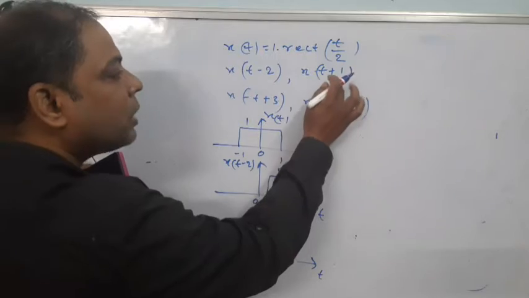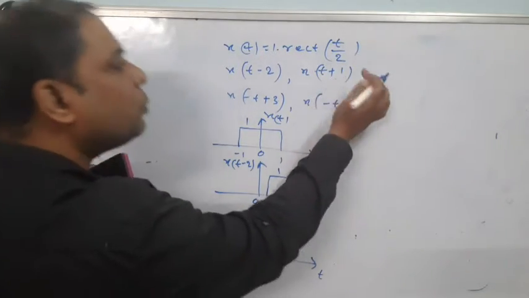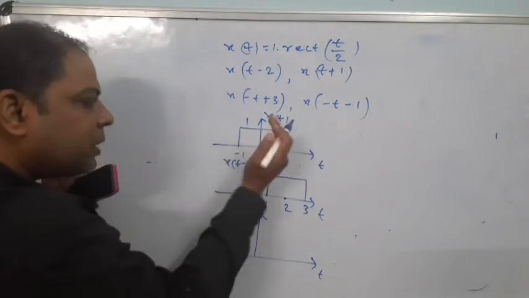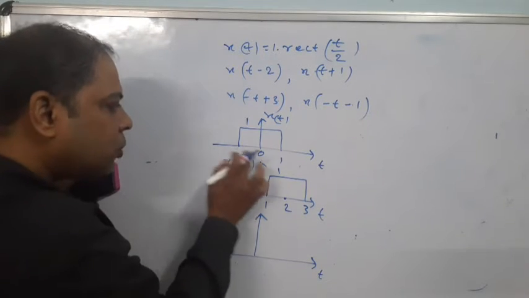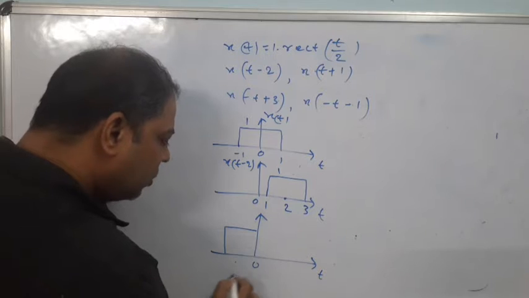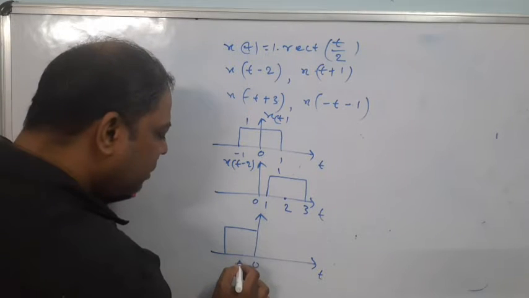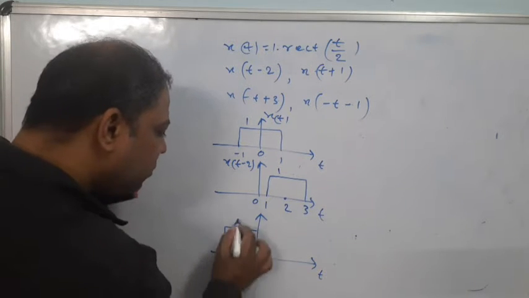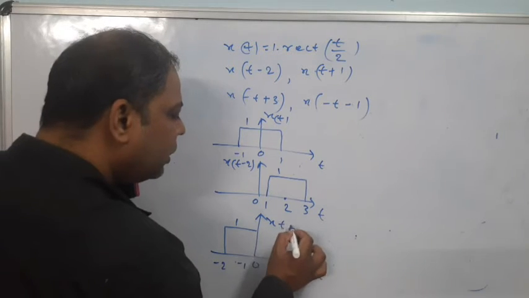Now x of t plus 1: shifting by an amount of 1 unit towards left. Plus means left shifting. So minus 1, minus 1, minus 2, 0, minus 1, minus 1, 1, minus 1, 0. That means the curve will have this 0, this midpoint is minus 1, this point is minus 2, this is 1. This is x of t plus 1.